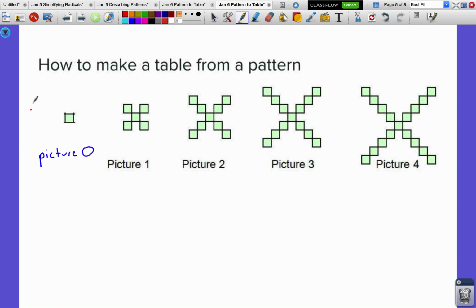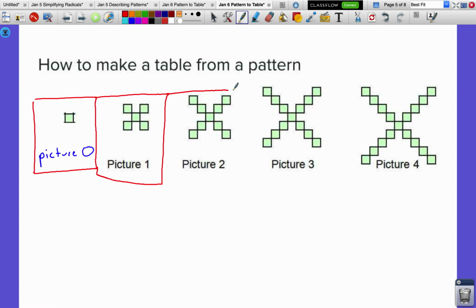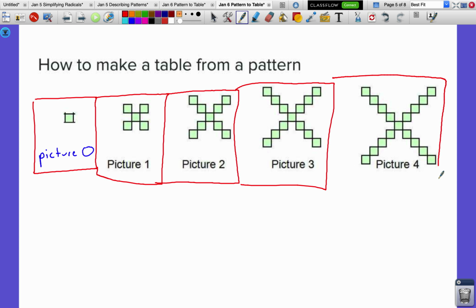So for each of these pictures, I want to encode 2 pieces of information into my table. I want to encode the picture number and then something about this pattern that is numerical. For this one, I'm going to do the number of tiles in that pattern. So put a box around it just to kind of group together the name with the picture. And then to create my table, I draw a T. At the top of the T, I write down words to express the numbers in each column. So for this first column, this is the picture number. And in the second column, I'm going to count up the number of tiles.